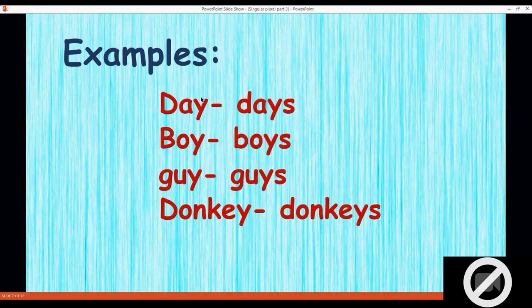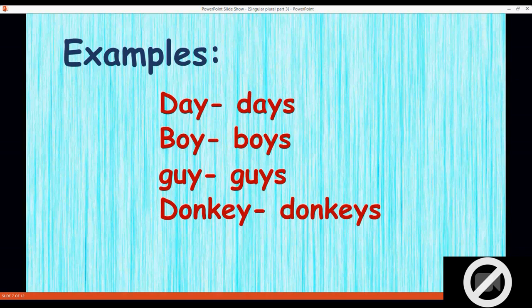Okay, so this is so simple. If you find a vowel before the letter Y, you can add S to change that singular noun into a plural noun, if the word ends with Y. I hope you all understood and learned this slide. We will move to the next slide.